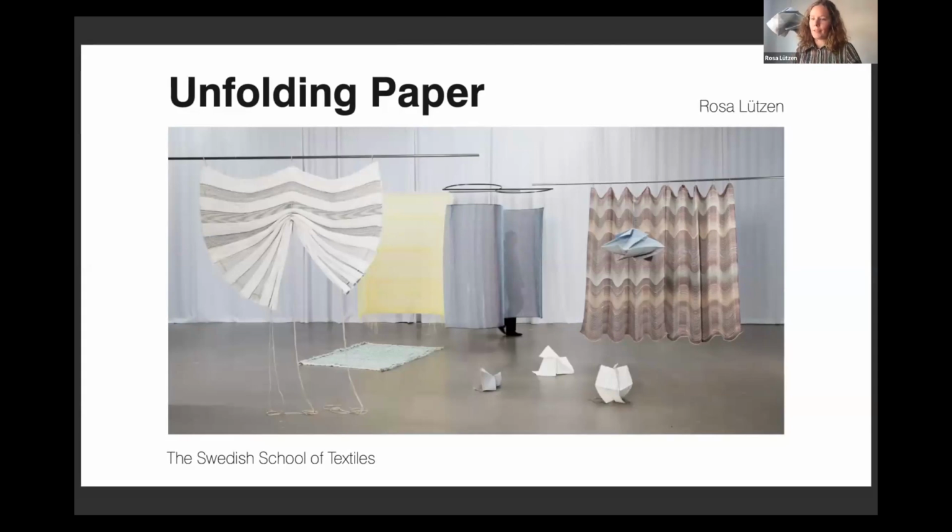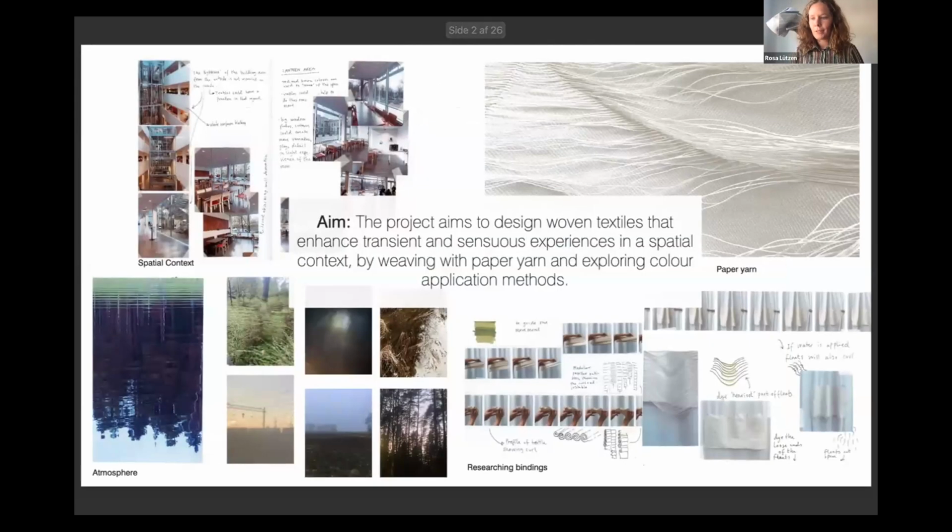I've been working with exploring the material properties of paper yarn in weaving for a spatial context. With this, I'm aiming to improve the spatial atmosphere in modern architecture. I've been working with paper yarn, which is a material that is both stiff and lightweight at the same time, and it gives it really expressive qualities.